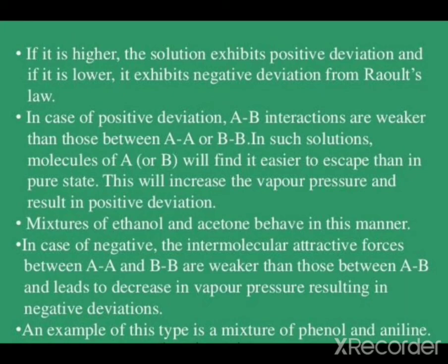A mixture of acetone and ethanol exhibits positive deviation. In ethanol, the molecules are highly associated by intermolecular hydrogen bonds. But when acetone is added to ethanol, new interactions will be formed between ethanol and acetone. So these new interactions can be called the AB interactions. But here the AB interactions are weaker than the AA or BB interactions. So the molecules can easily escape as vapors, which means the total vapor pressure of the solution will be higher than that predicted by Raoult's law. So a mixture of ethanol and acetone exhibits positive deviation.